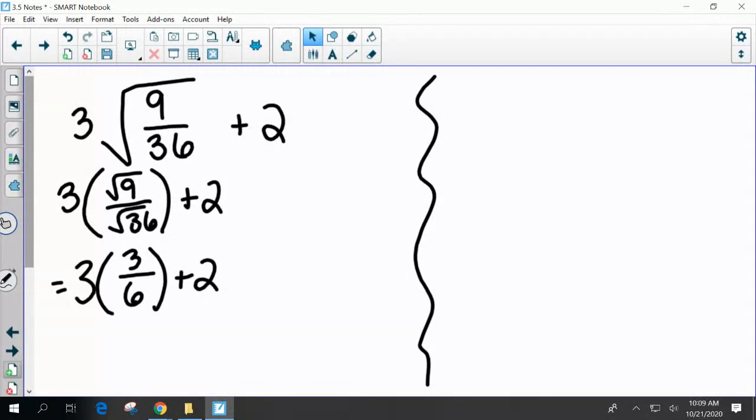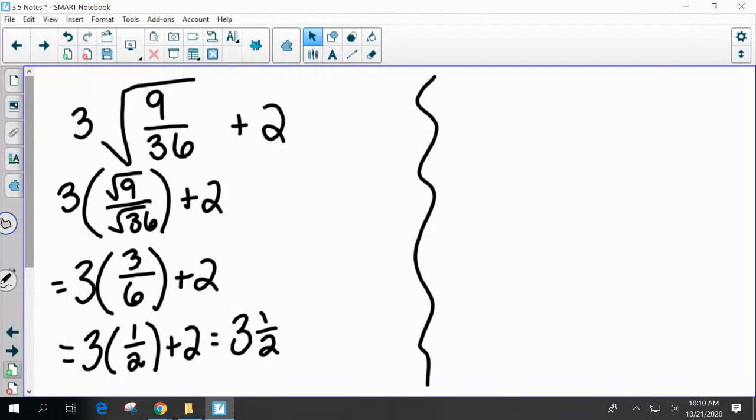So you can use your calculator to do this if you want to type it in just like that. So this 3/6 simplifies to be 1/2. So that's 3 times 1/2 plus 2. So 3 times 1/2 would be 3/2, right? Like 1.5. Plus 2 would be 7 halves, 3.5. That's just 3.5, right? So 1.5 plus 2 would be 3.5.